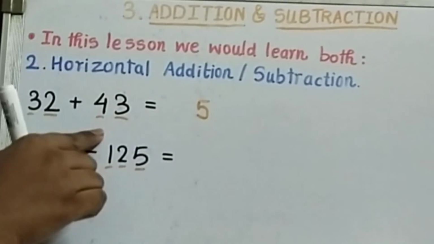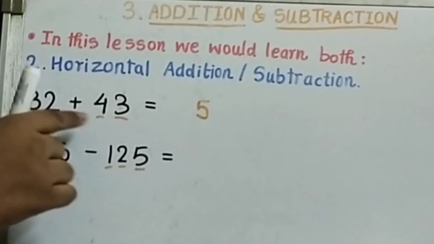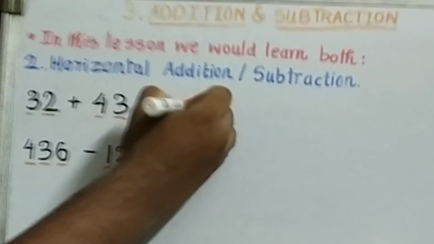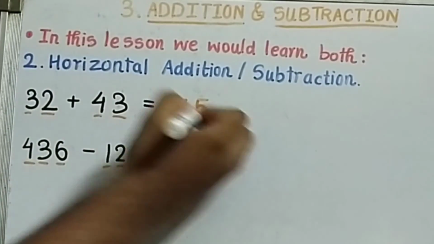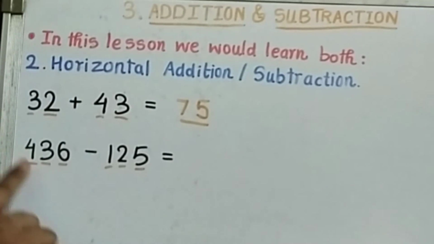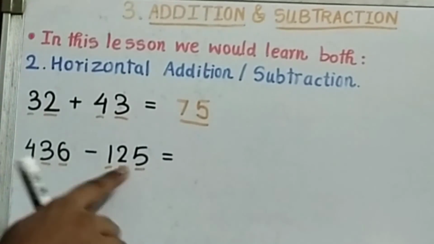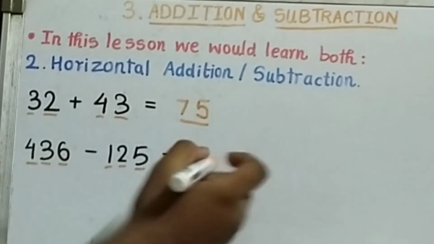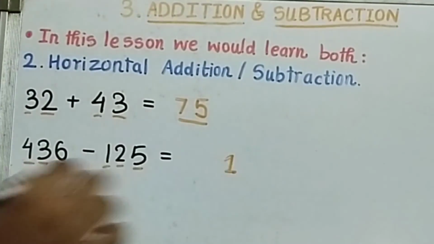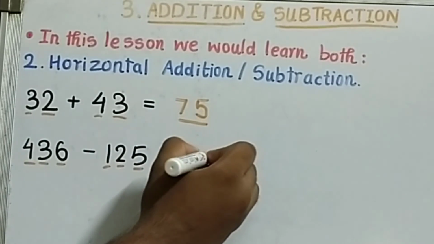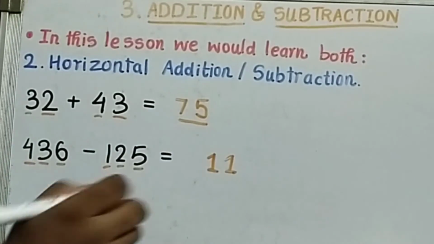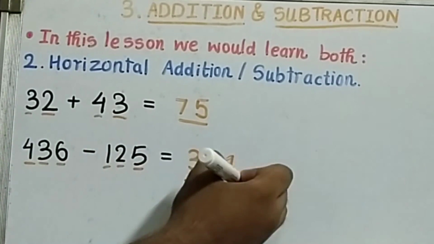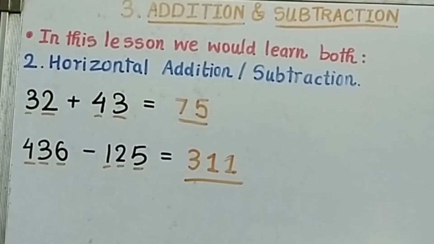Then 3 plus 4 gives us 7. So this is in the tens digit, so we will write it in the tens digit. So our answer is 75. Next, 436 minus 125. So unit digit subtraction, 6 minus 5 is 1, 3 minus 2 is 1, 4 minus 1 is 3. So our answer is 311.